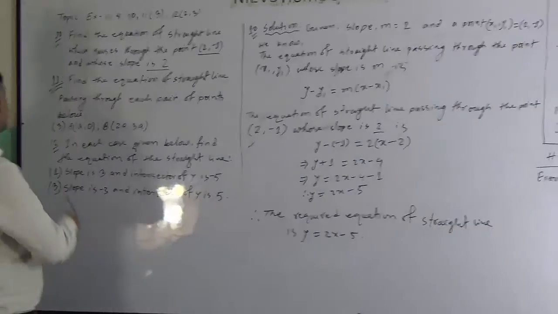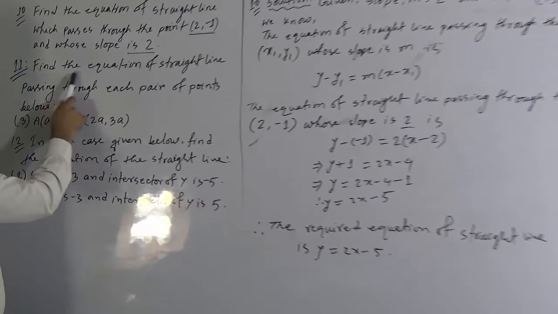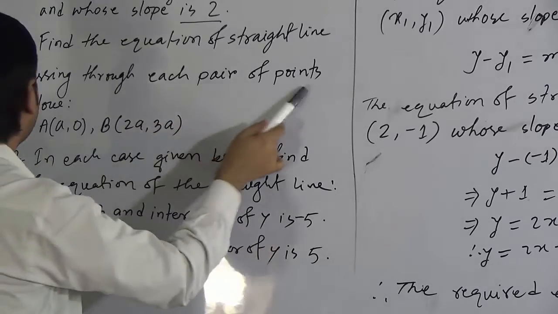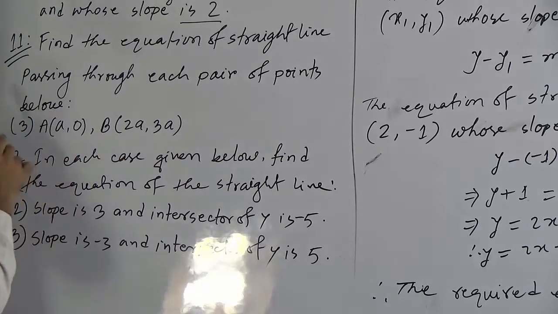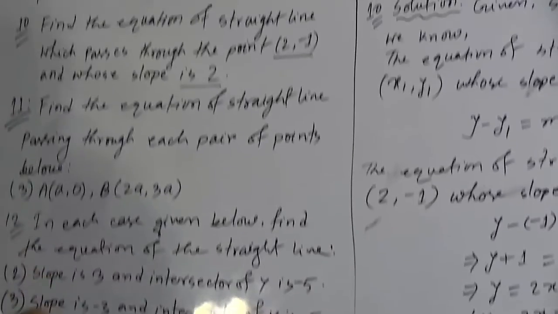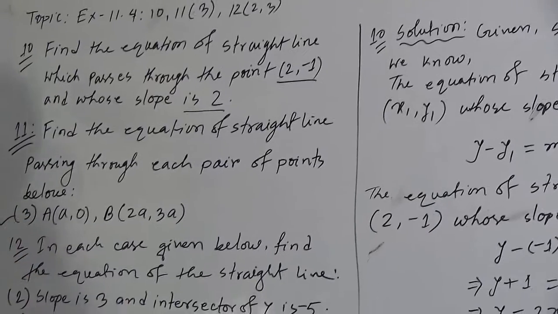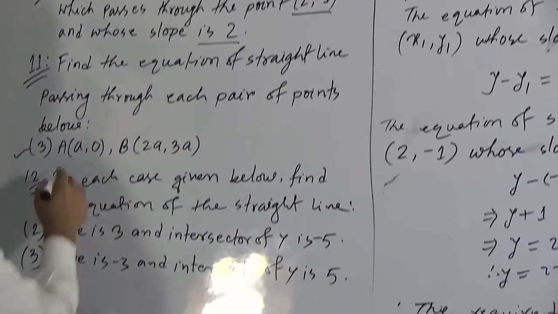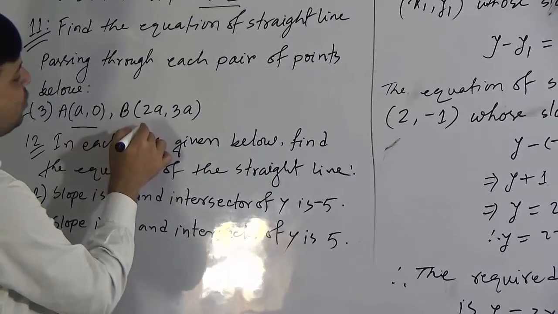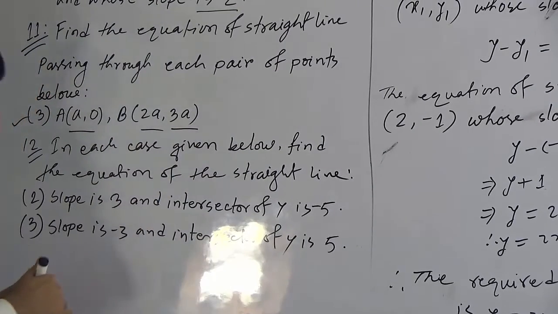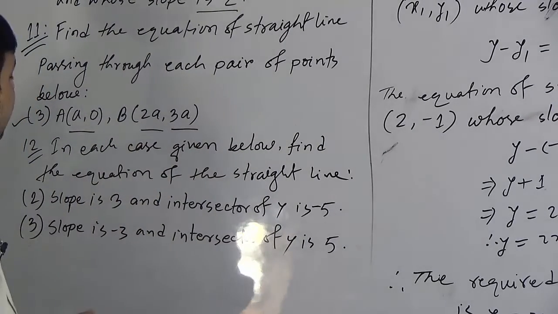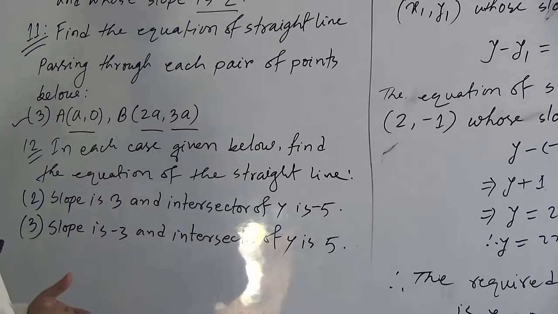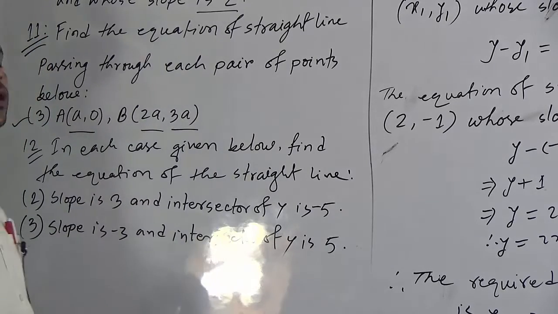Now see question 11.3. Find the equation of straight line passing through each pair of points below. Here 3 questions are given, 1, 2, 3. I will solve only 3. For this I have written here 3. Question 3, 2 points A, 0 and B, 2A, 3A. These 2 points are given, A and B. We have to determine a straight line passing through these 2 points.